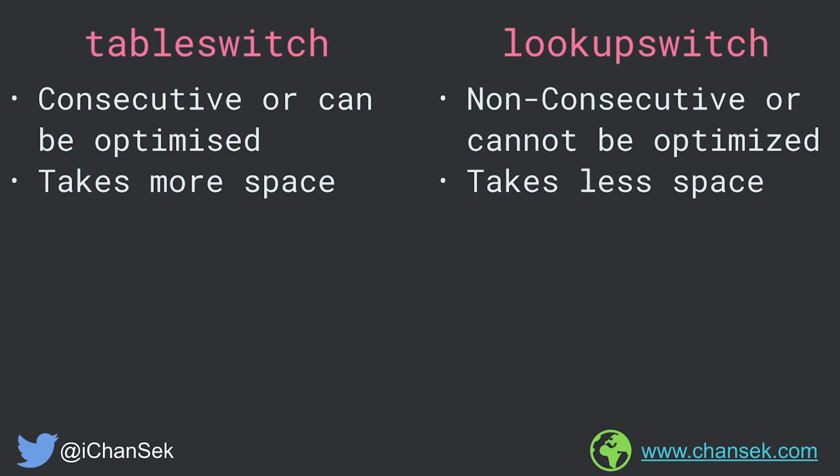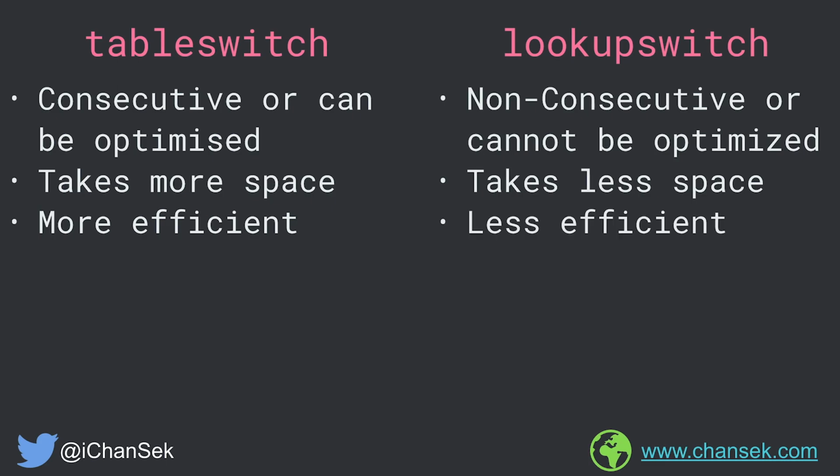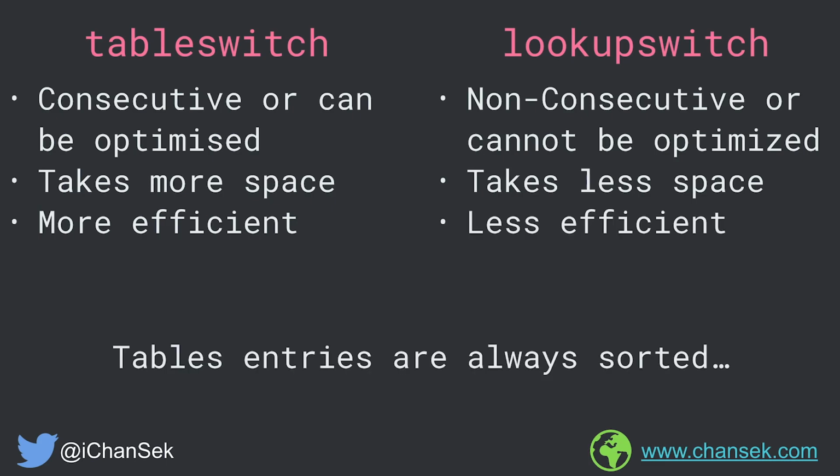Table switch is more efficient because in this case JVM directly calculates the entry and jumps into the label to execute it, whereas lookup switch is less efficient as compared to the table switch because in this case JVM has to compare the input value with respect to each and every entry of the lookup switch. And last but not the least, both of these commands have table entries which are completely sorted.